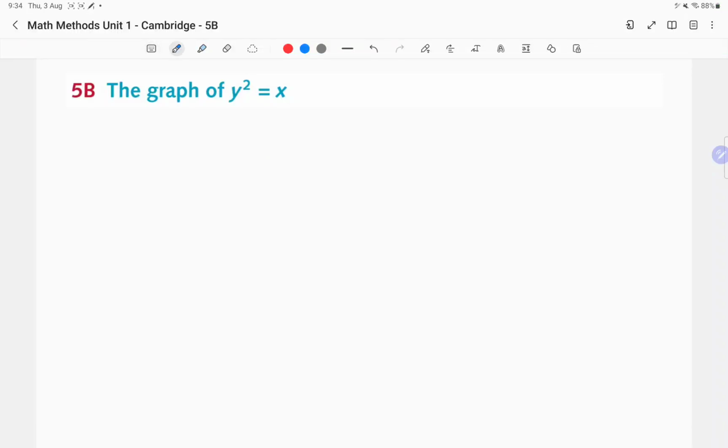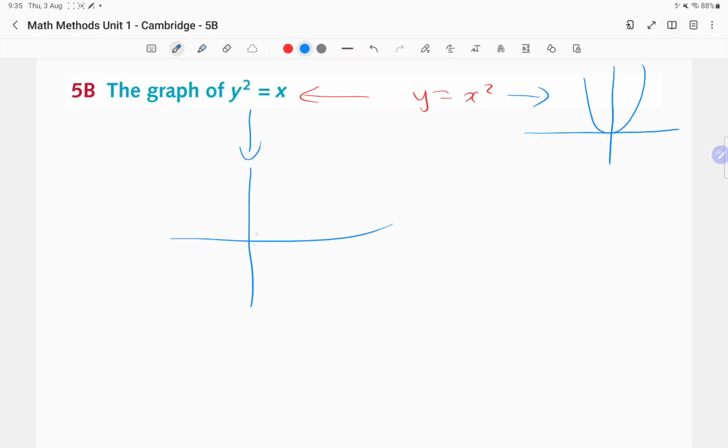All right, so for the graph of y squared equals x, if you think it looks familiar, this is actually just the reflection of the graph y equals x squared. Note that y equals x squared is this shape here. This is a parabola. And so y squared equals x is just the same parabola, but horizontal. So it's a horizontal parabola here.